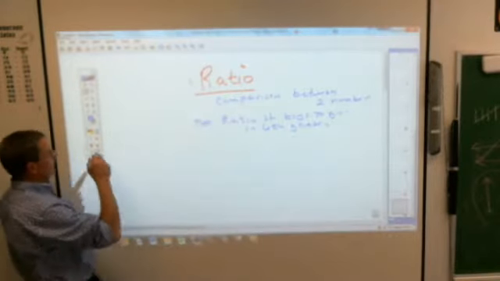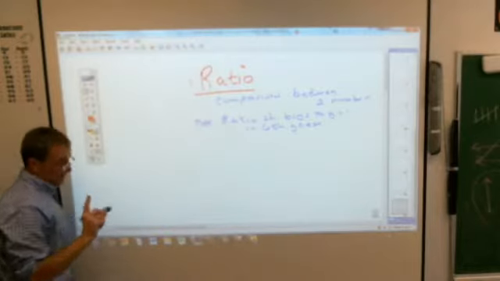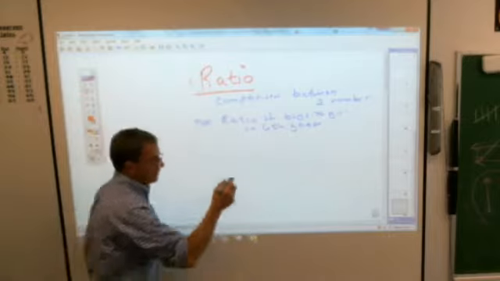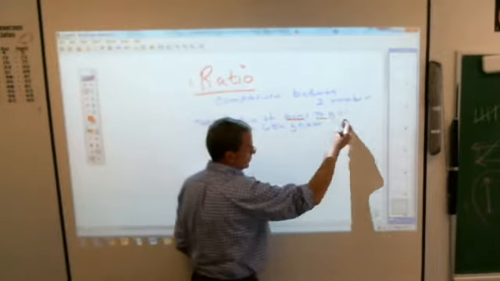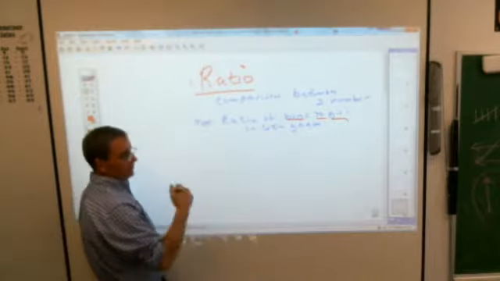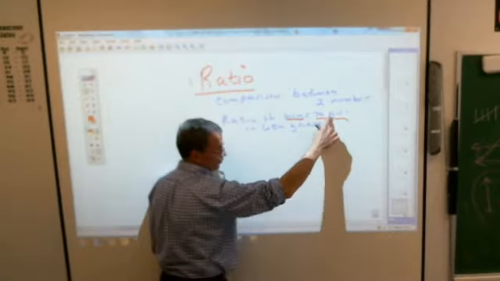Well, here is the deal. What you must understand is this: the order is very important. The question is boys to girls. And there are 3 different ways to write ratios. One of them is just to put the word "to" there.